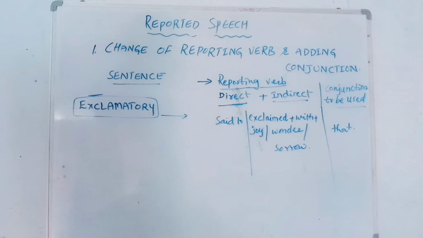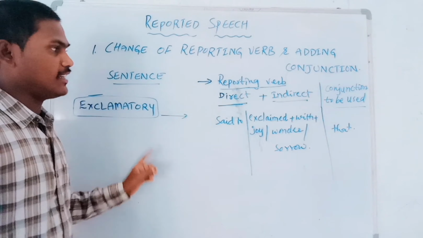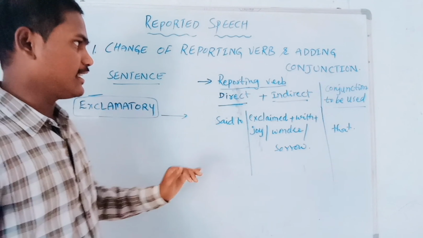Now please look at the exclamatory sentence rules and regulations in reported speech. If we get said to in the reporting verb, we have to change it in indirect speech to exclaimed. Every time it is exclaimed plus with plus joy or wonder or sorrow. Exclaimed plus with comes every time in indirect speech in an exclamatory sentence. Joy, wonder, sorrow are chosen based on the sentence.